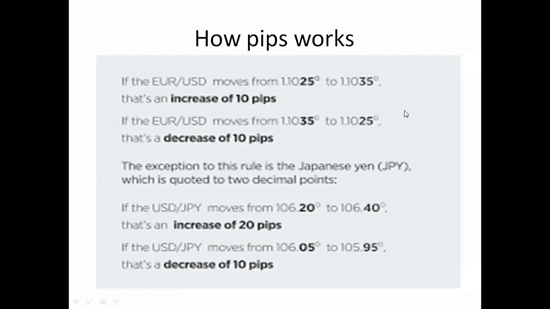Then the exception to this rule is the Japanese yen, just like I've told you guys. Japanese yen has a different way of calculating it. So let's say Japanese yen has a figure of 106.20, and it moved to 106.40. The simple thing you do is 40 minus 20. So that gives you what? 20 pips. So it's very, very simple. Pips are not something to calculate, just the way you do normal basic math. That is the way you calculate a centimeter, you calculate a millimeter. That's the way you do this calculation.